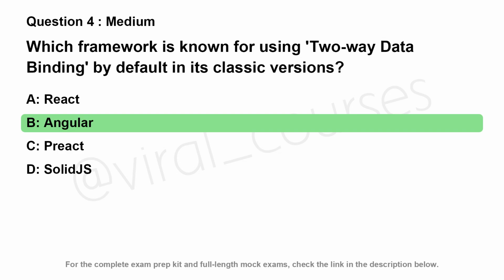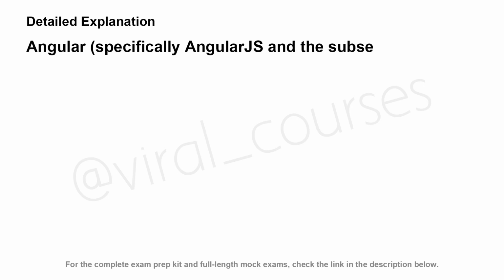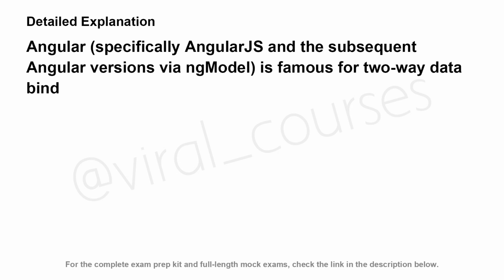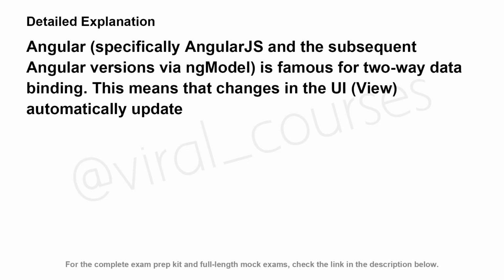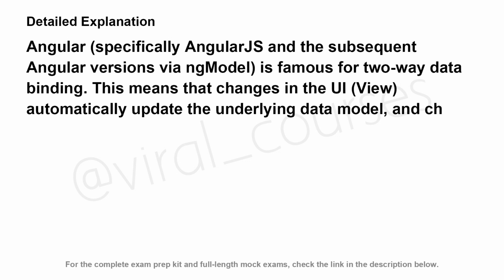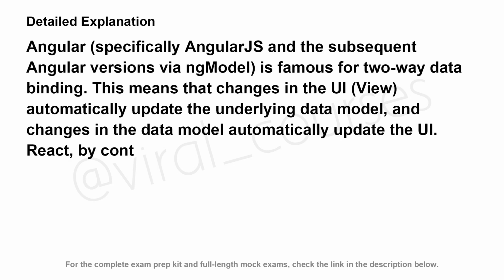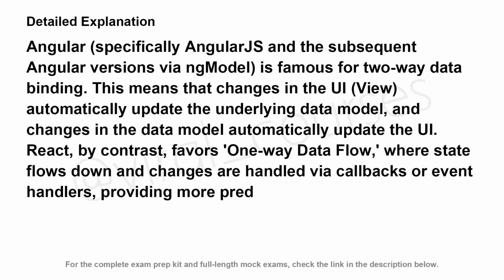The correct answer is B. Angular, specifically AngularJS and the subsequent Angular versions via ngModel, is famous for two-way data binding. This means that changes in the UI view automatically update the underlying data model, and changes in the data model automatically update the UI. React, by contrast, favors one-way data flow, where state flows down and changes are handled via callbacks or event handlers, providing more predictability in complex apps.